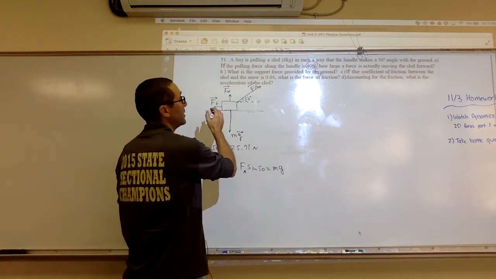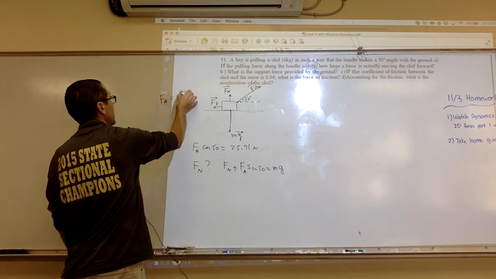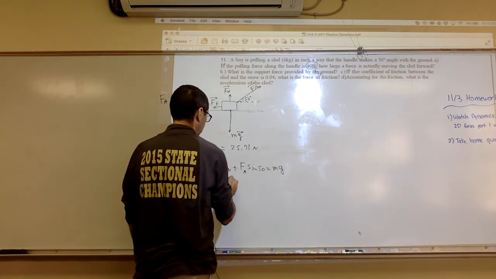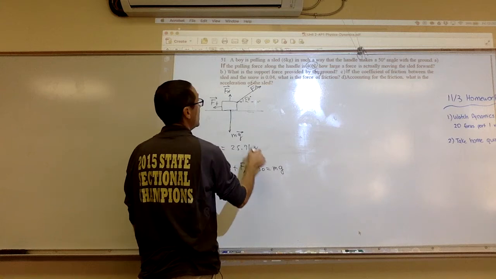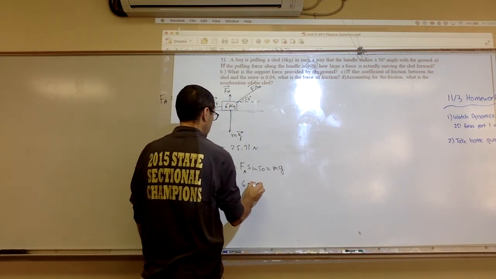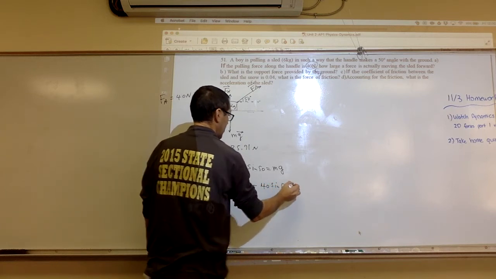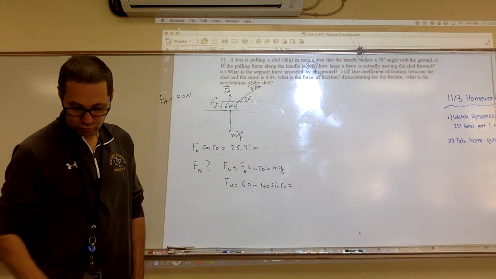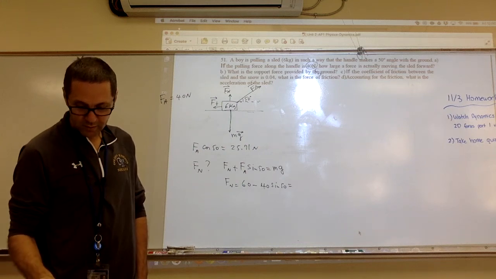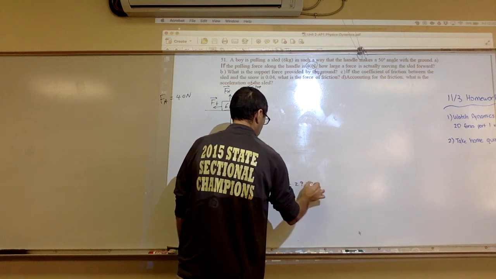Now the Fa, I'm going to write it here. The Fa is 40 newtons, so this way I don't keep looking back. Okay, so this is just going to be Fn equals mg, and the mass is 6 kilograms. So that's 60 minus 40 sine of 50, and that should give us 29.36 newtons.